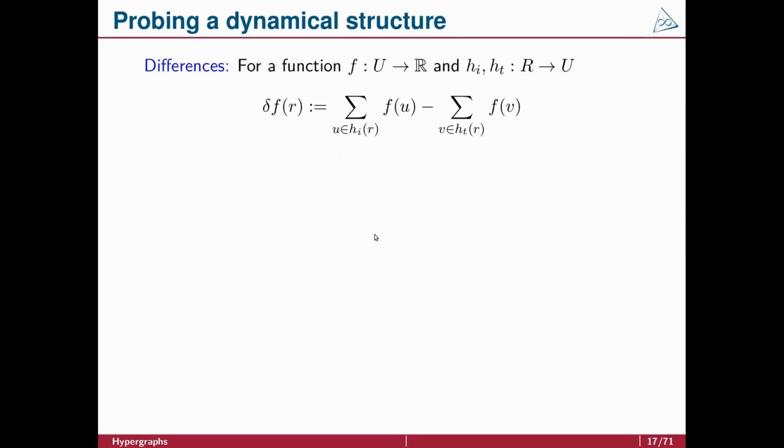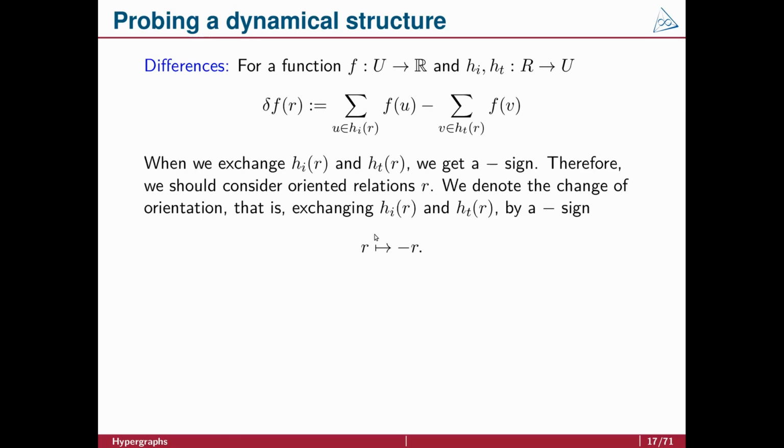So let's explore the first method. We had these two relations, HI and HT, the input and the output of a hyperedge, and then we have a function on U, and then, of course, we can look at the difference. That is the most natural operation. So we look at the function evaluated on the inputs, sum them all up, and then subtract the function evaluated on the outputs and sum them all up, and look at the difference. That is the most basic operation that we can think of.